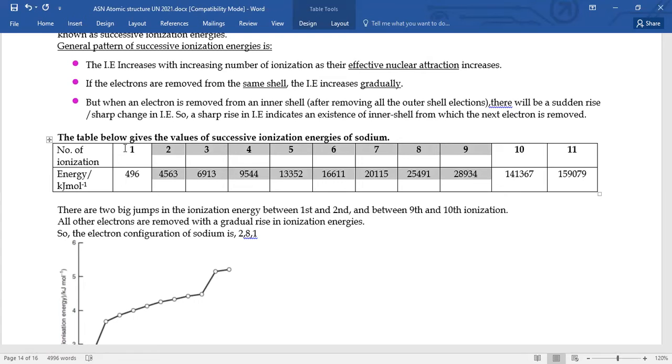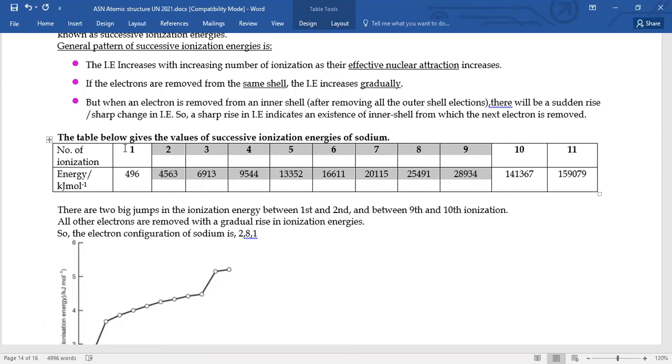There is a fluctuation here, which we will study in the next class. Here is a little fluctuation from the same shell, less than the fluctuation between two shells. We have 2 reasons for this, and we'll learn that later in the next class. And here, 8 electrons are being removed from the same shell, with a gradual rise in ionization energy.